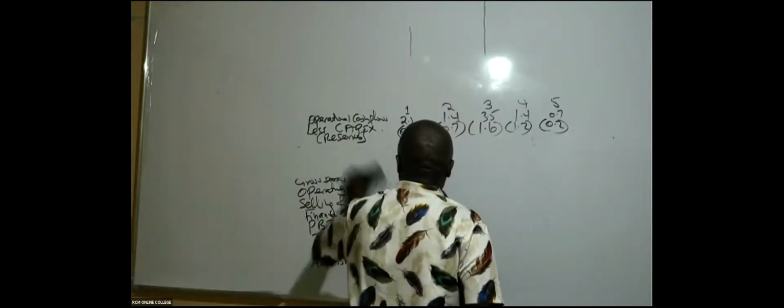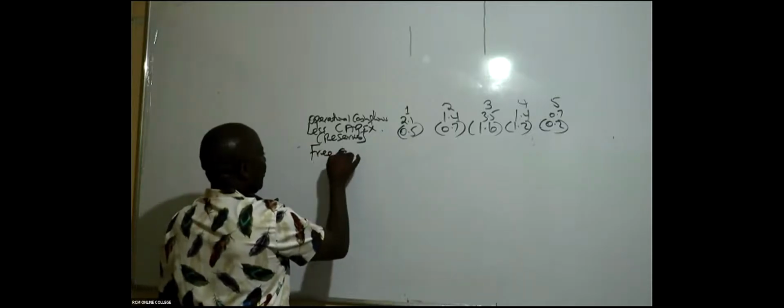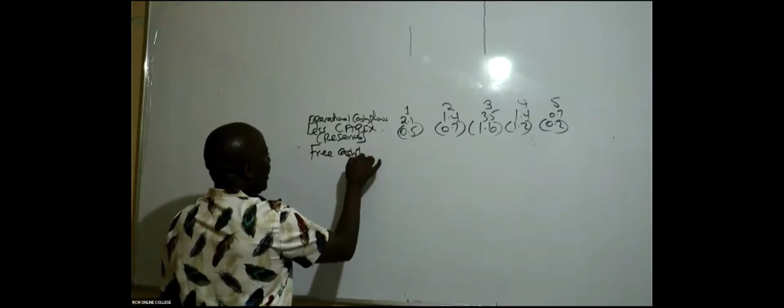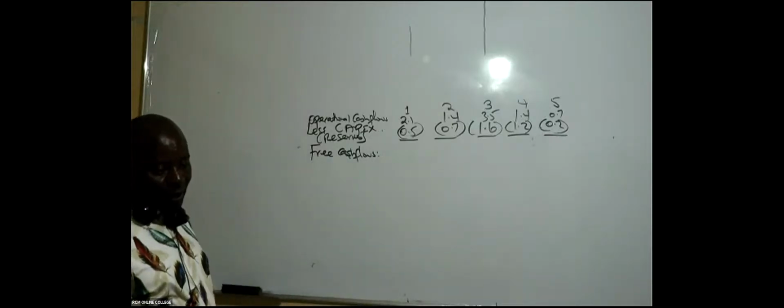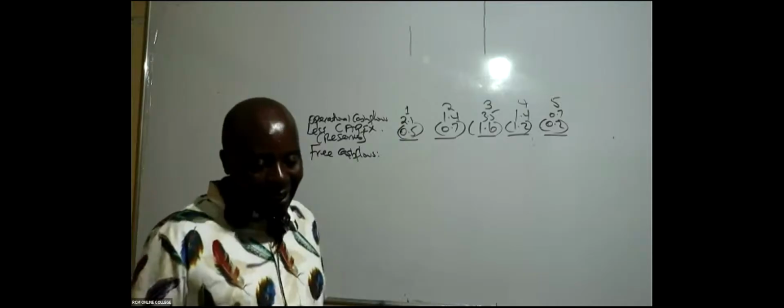We must retain something within the firm for us to be able to get what we call the free cash flows. So come here and they give us the free cash flows. Free cash flows, so like 2.1 minus 0.5. Please give me these answers very fast.